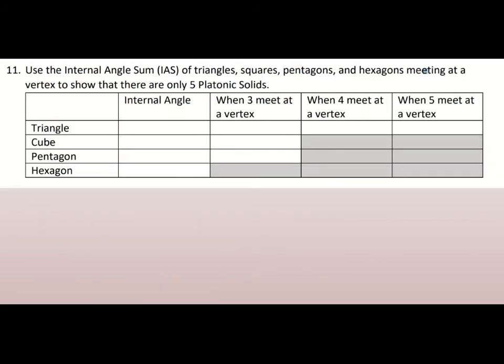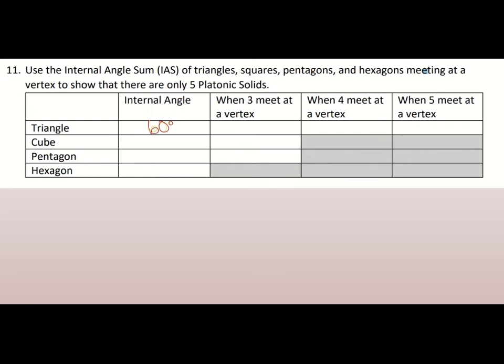With this problem, we are filling in yet another table about the Platonic solids. This time we're going to be talking about the internal angles of the polygons that make up all of these different Platonic solids. If you remember, triangles have a 60-degree internal angle. Let me use a better color here. So the equilateral triangle has a 60-degree angle.